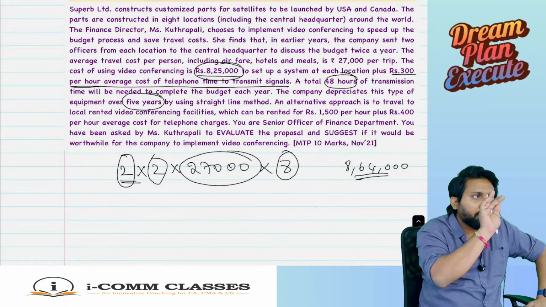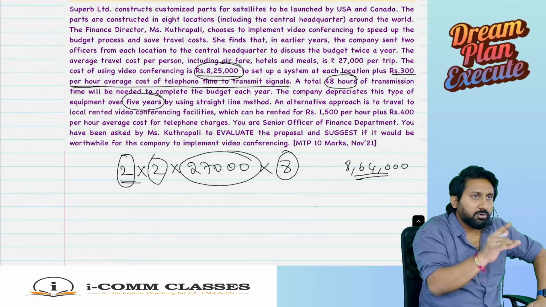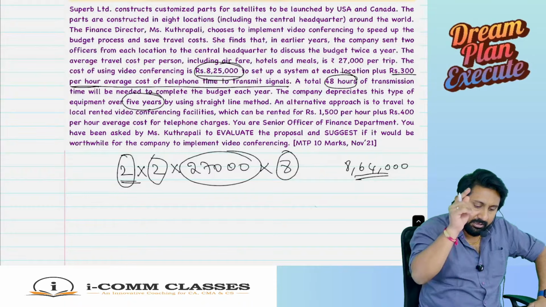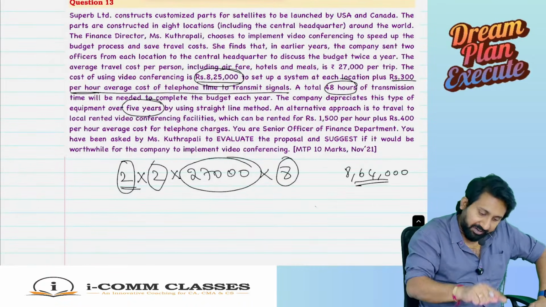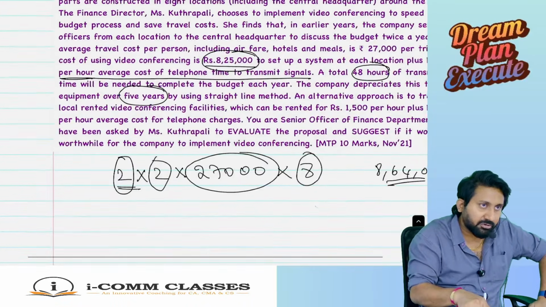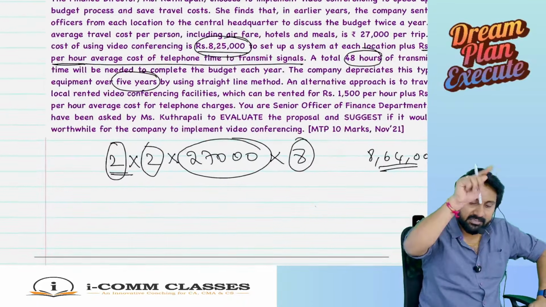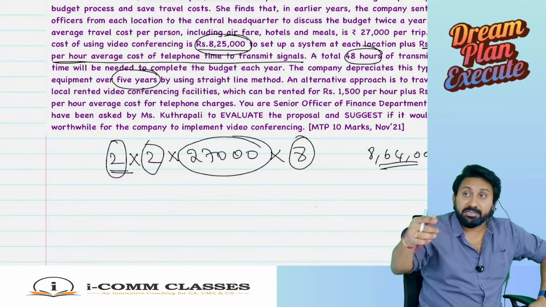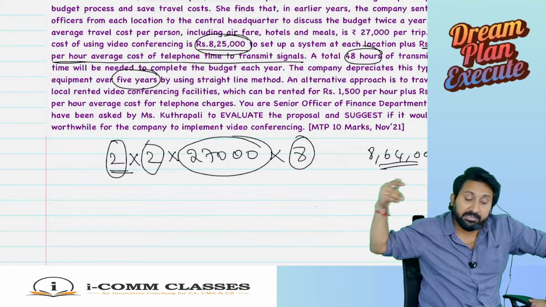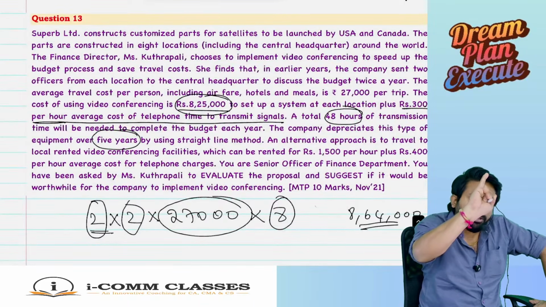Yeah. If you go on a trip normally, you should take for all the locations. 2 people has to go, twice a year. 27,000 they have to spend. And they have to go totally for headquarters. Other than that, 7 locations they have to go.